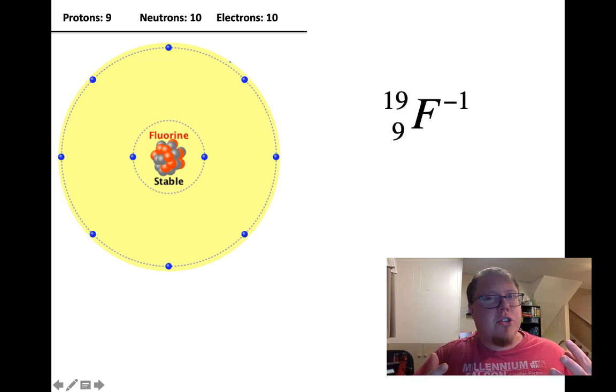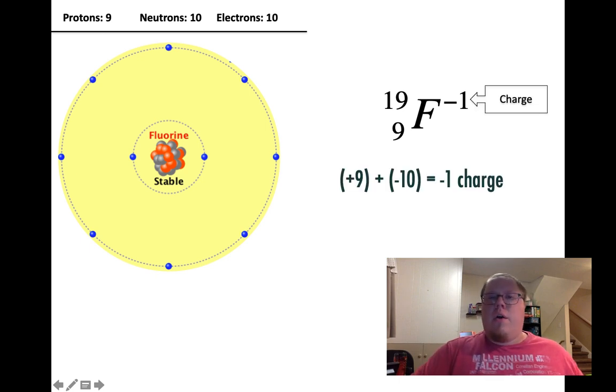How do you figure out the charge here? Well, it's got +9 from the 9 protons, and then it's got -10 from the 10 electrons. +9 and -10, add them together, you're left over with -1. If they're not equal, then you're going to have an unequal amount when you add them together, and so you get that -1 charge. You have more negative in this atom than positive.